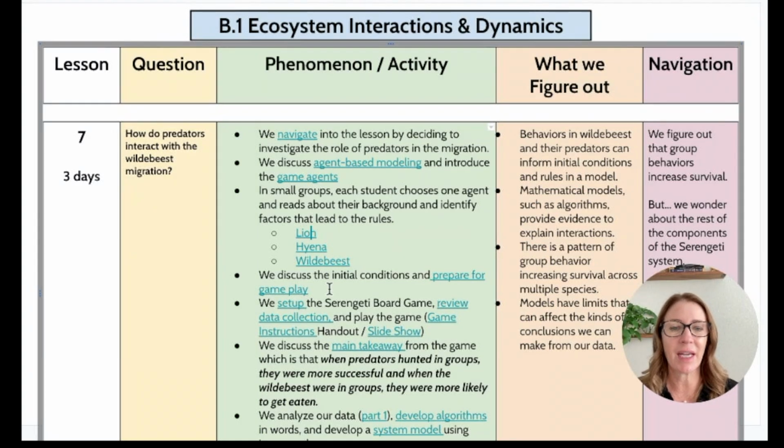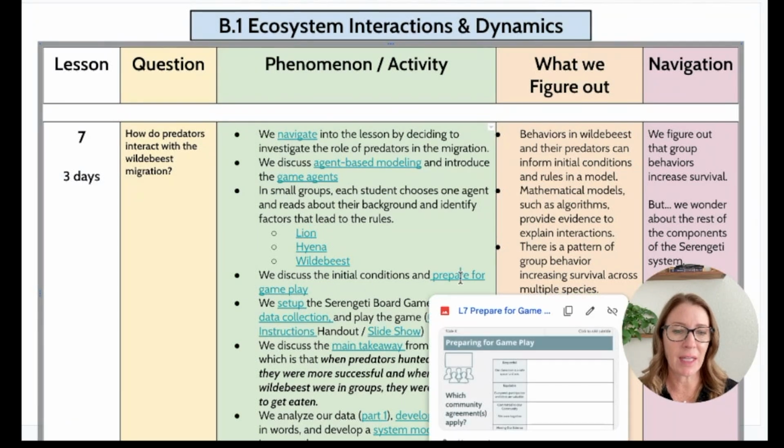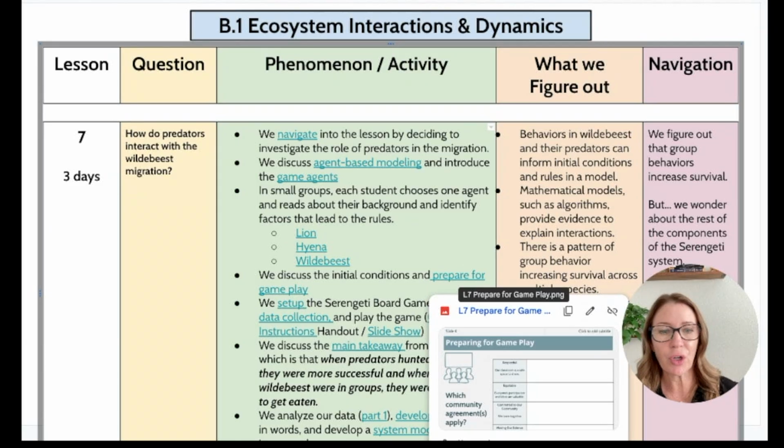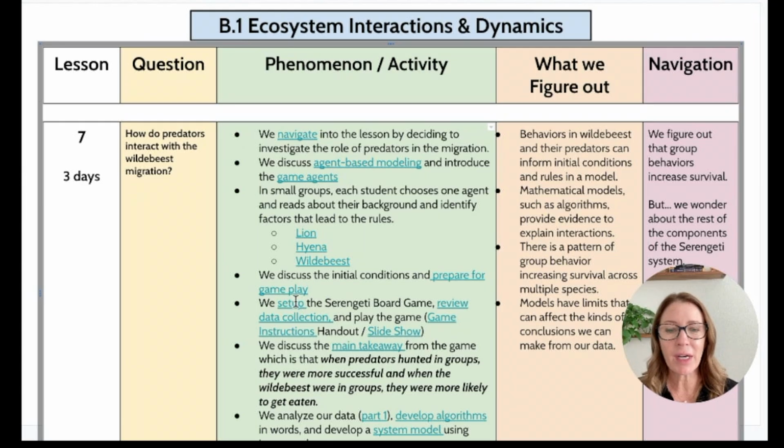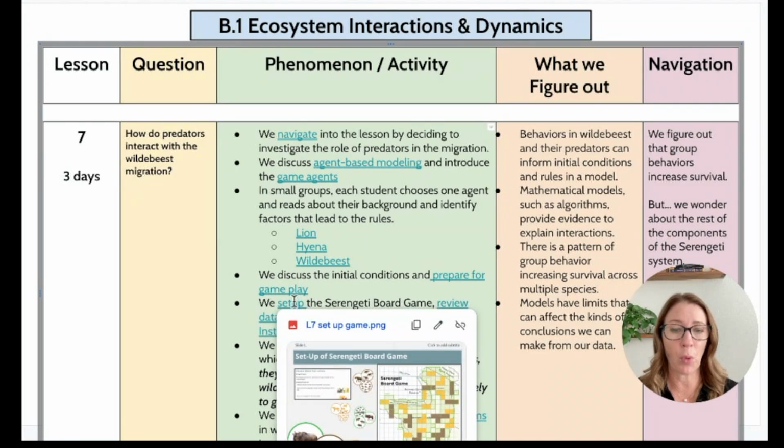We're then going to discuss initial conditions and prepare to play the game. There is a slide here with your community norms. To help everyone remember to be respectful and equitable and take your turns, you want to go over your norms before you play the game. And then we're going to set up the Serengeti board game.